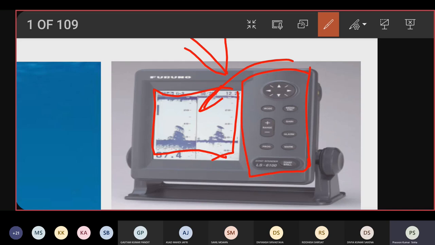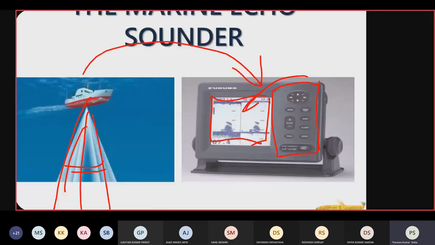Like range selection, हर device में होगा. Gain control, हर device में होगा. Screen brilliance, panel brilliance, हर device में होगा. So look and feel may be different, but in general it will remain the same.